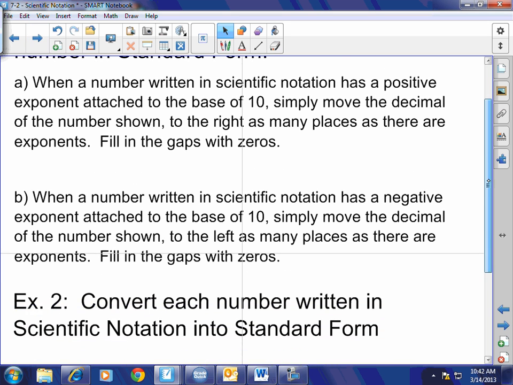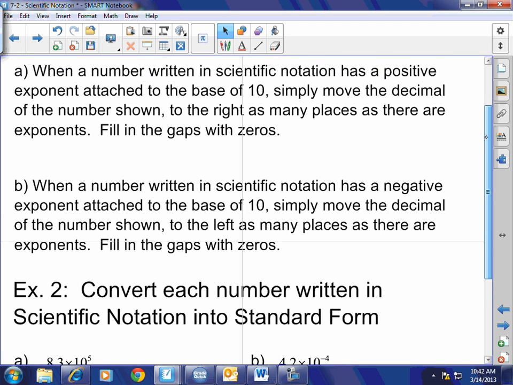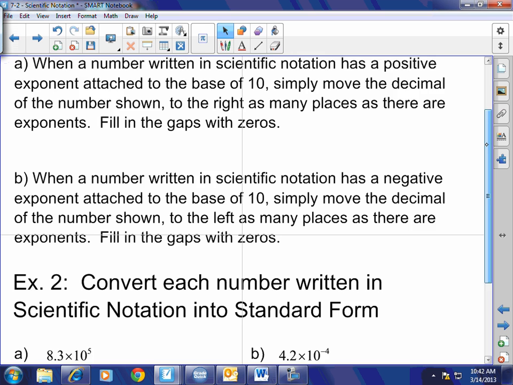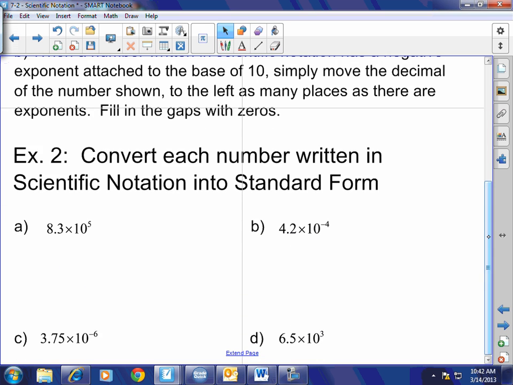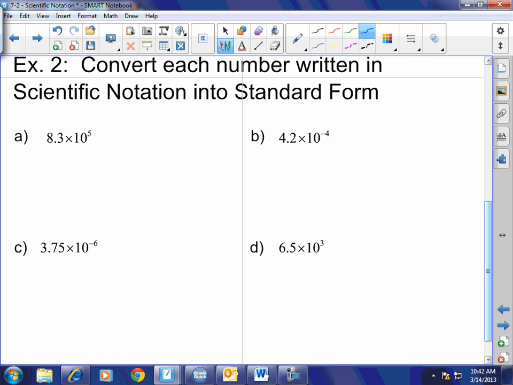When a number written in scientific notation has a negative exponent attached to the base of 10, simply move the decimal of the number shown to the left as many places as there are exponents. Fill in the gaps with zeros. Again, the words are nice and pretty, and that's all sweet, but what really works here is the math. So let's do the math. Yeah, these are a lot easier in my opinion.